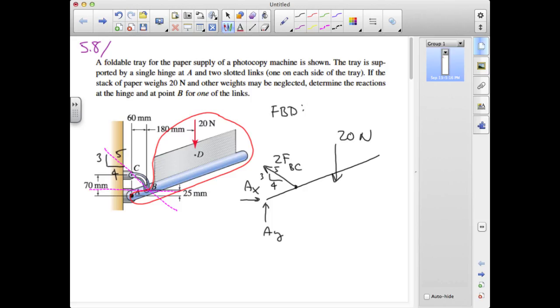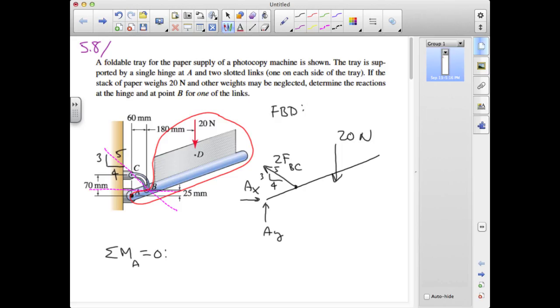And now, in the course of solving for this, if I solve for FBC, that will be the reaction force at one of the links. I've got three unknowns. I can write my three equilibrium equations. I'm going to choose to take moments about A because only the force transmitted by the slotted link will show up. And so I'm going to begin with that actually. So we'll say sum of the moments about A is equal to 0.